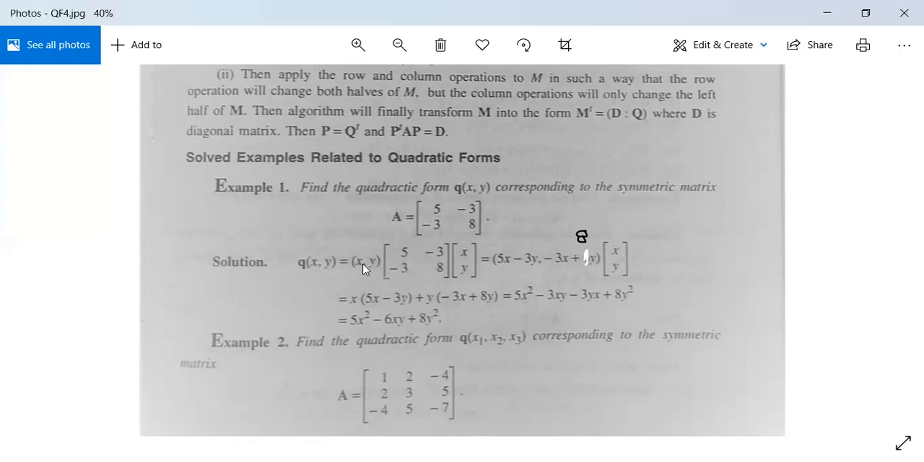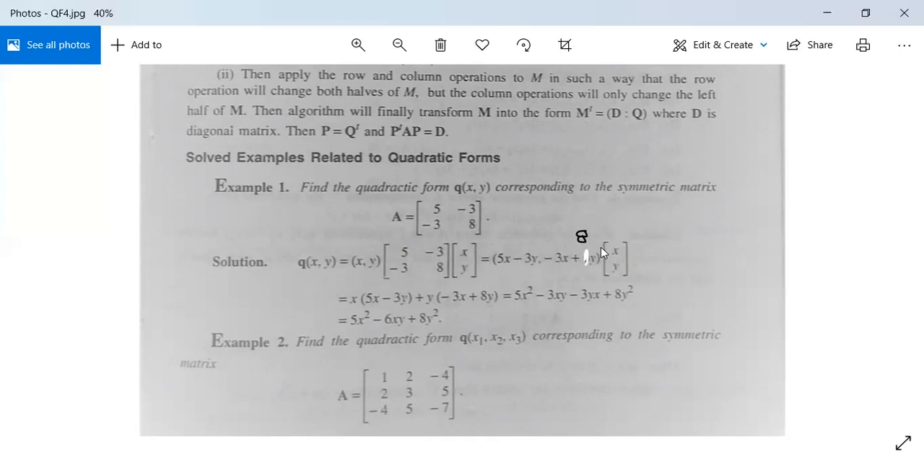So you first multiply this matrix with the second matrix, row by column operation. So it will be 5x minus 3y. This is your first. And second, minus 3x plus 8y. This is your second. Here, it is a misprint, so I have written it here as 8. So this is your one matrix, and another matrix, the xy column matrix, is given here.